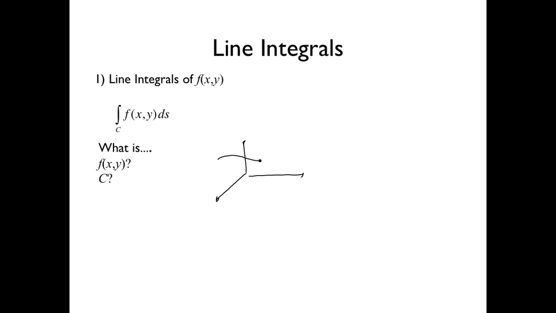So we got, okay, that's the worst surface I've ever drawn. Wow, why am I having so much trouble here? There we go. There we go. Okay. And so that's our f, surface in R3. And then C is actually a curve in the xy plane.